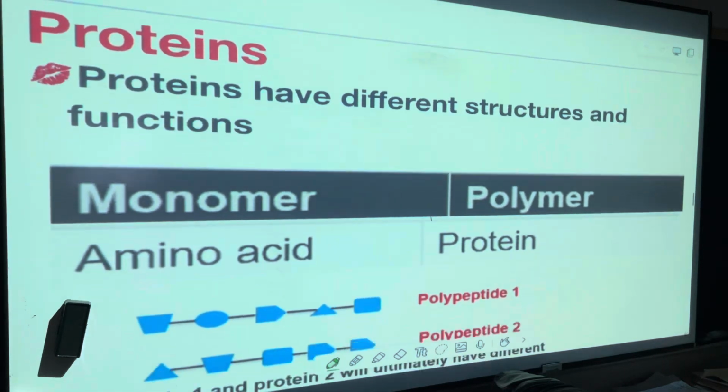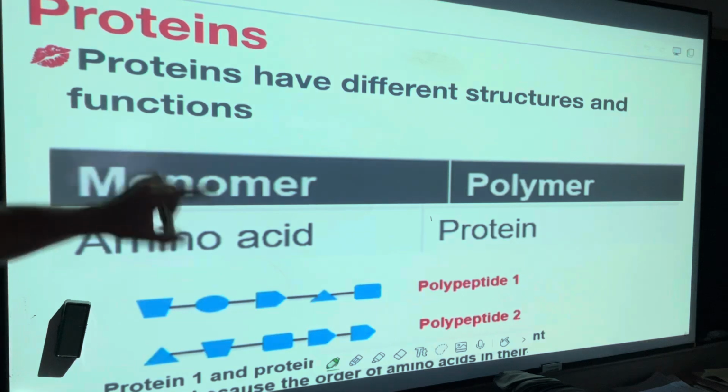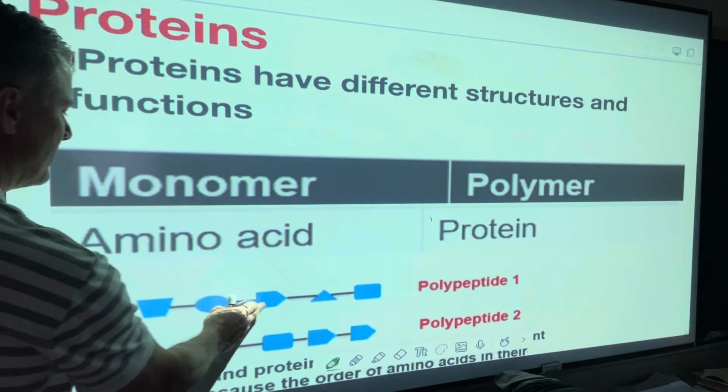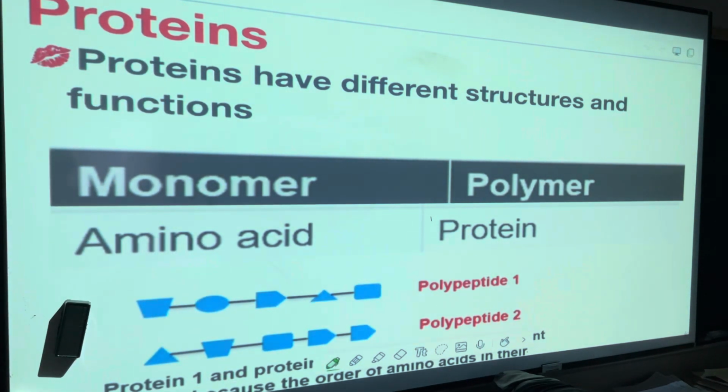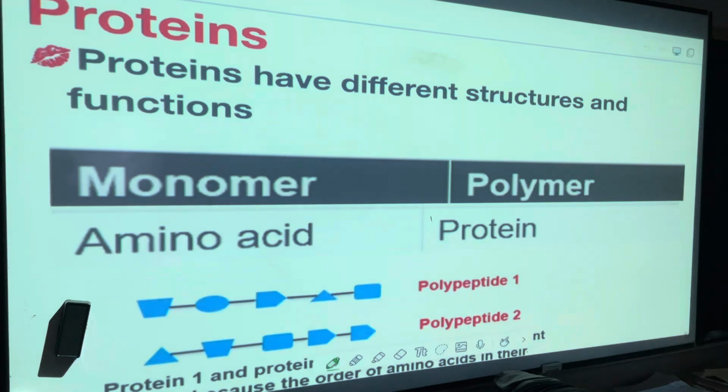Okay, proteins. There are roughly 2,000 some proteins in the human body, all having a different function. One protein has one function. Okay, proteins have different structures and functions. Remember, you'll see this really readily with proteins. If you don't follow the recipe for making a protein, so you don't put your amino acids in the right order, because proteins are made up of single amino acids, that's their monomer, it's going to change it.